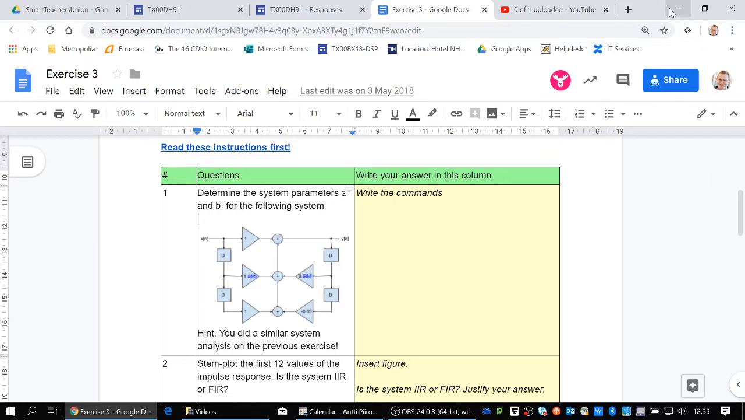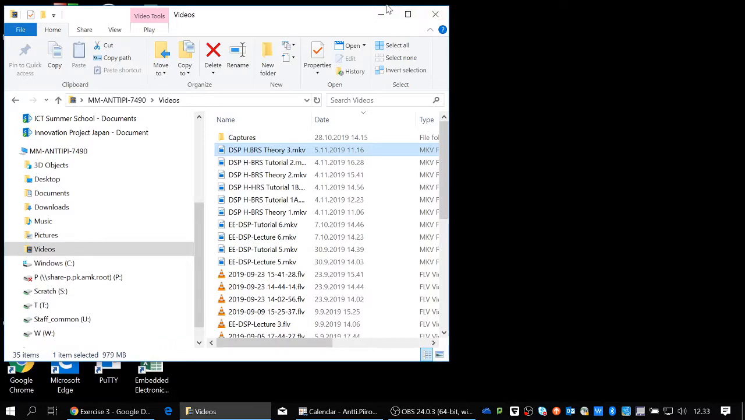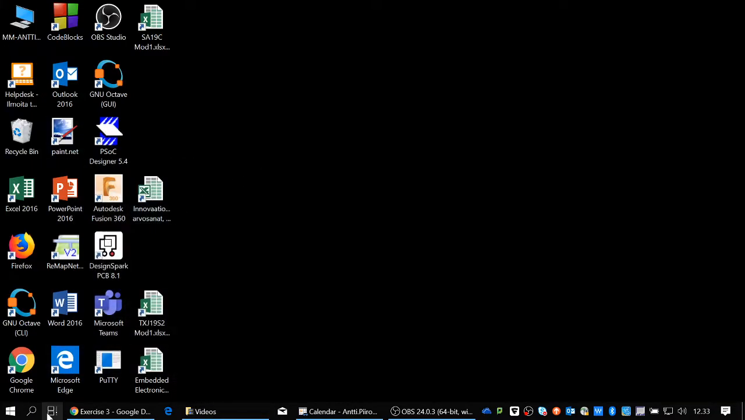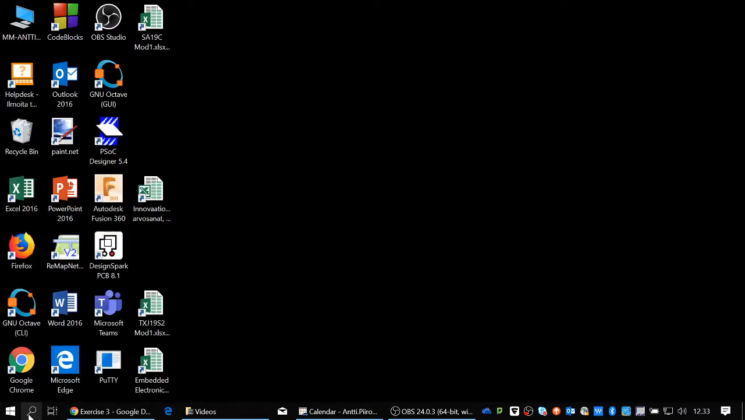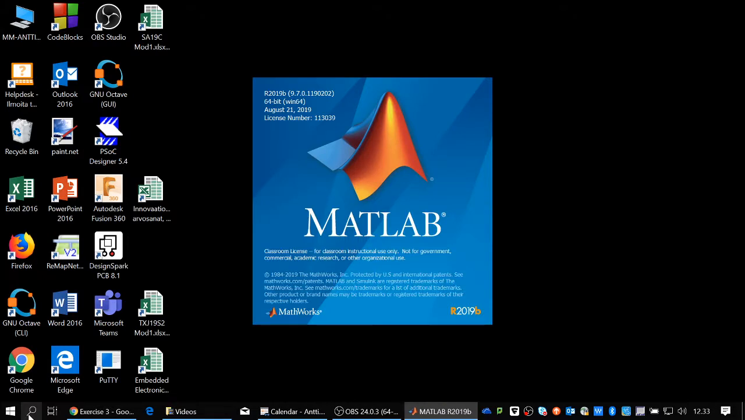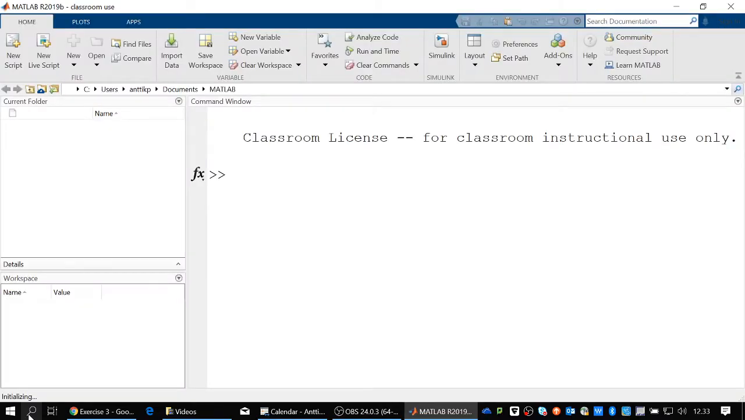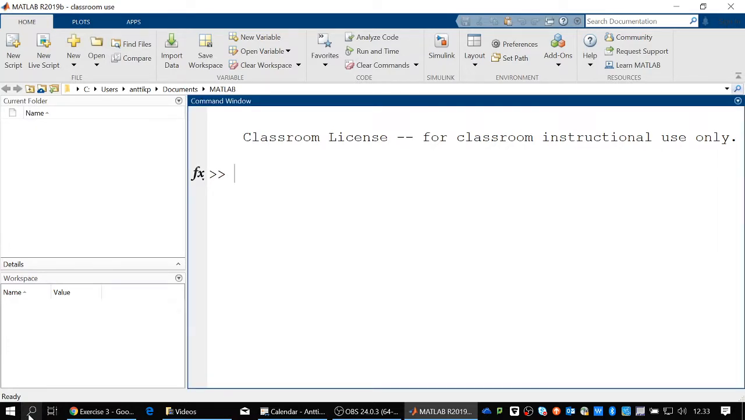Okay, so let's see. Now let me start MATLAB somewhere. I have it. There it is. And I hope it works. This license number, does it work? Yes, it got the license. It uses a campus license in Metropolia in Finland, so I'm using this one over the internet using a virtual private network.